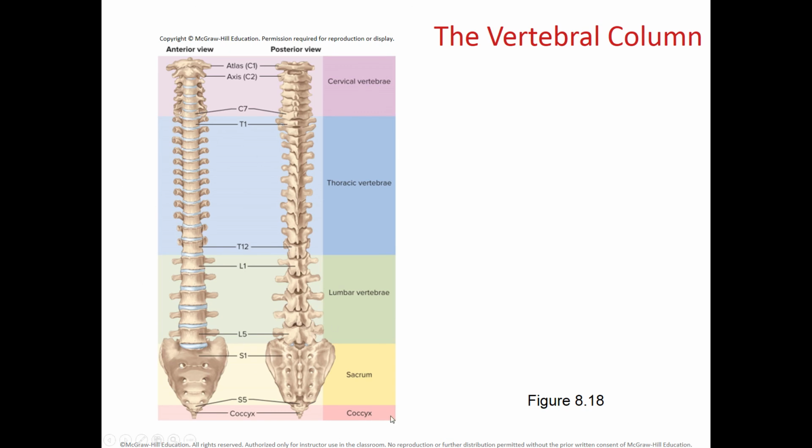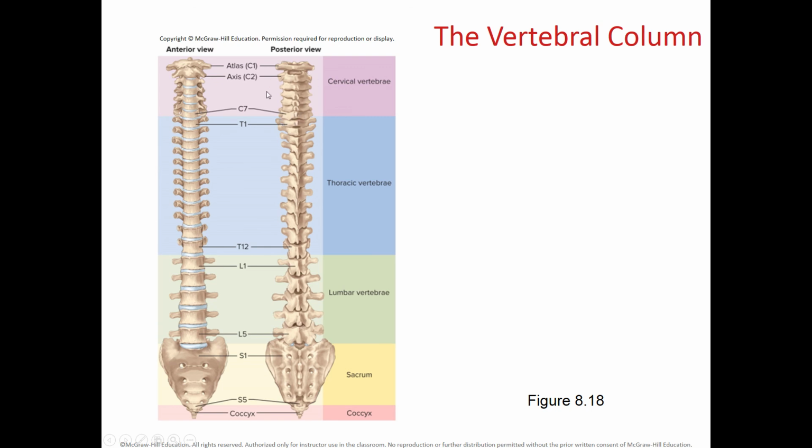So this is the figure showing you the vertebral column. You have 7 cervical vertebrae. The first cervical vertebra is called the atlas, or C1. The second is called the axis, or C2. And then the rest are just numbered: C3, C4, C5, C6, and C7. Now we have another name for C7.